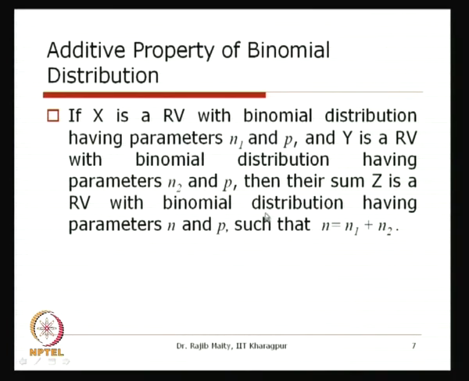Here, this B and this B we generally write as capital letters. So, these two should be capital letters.